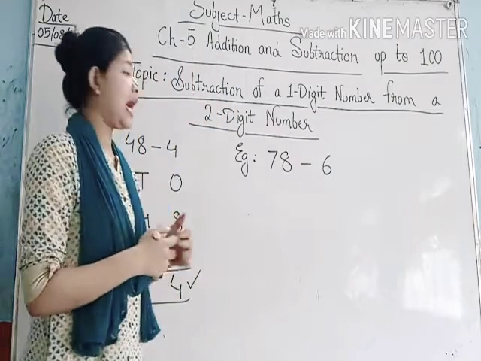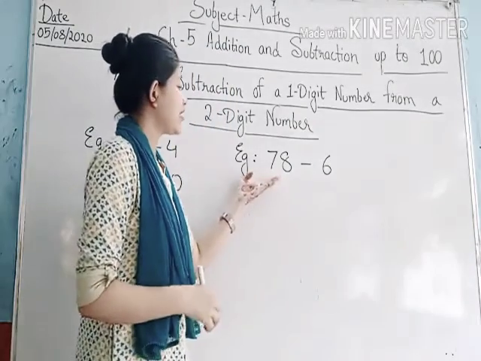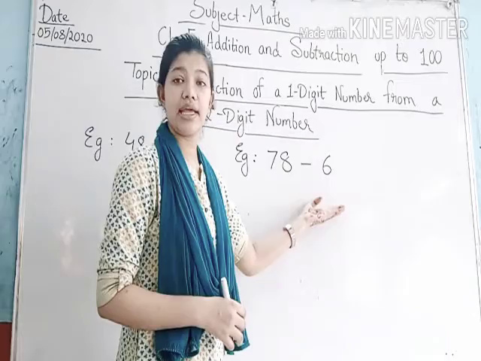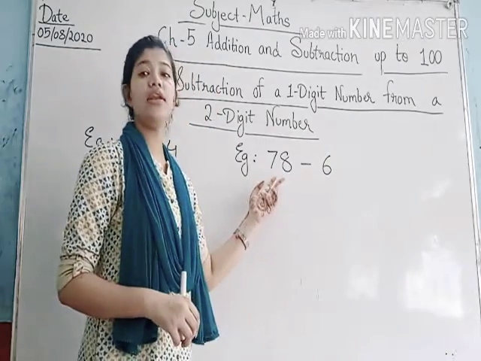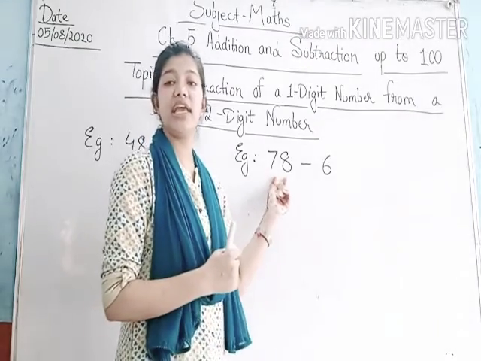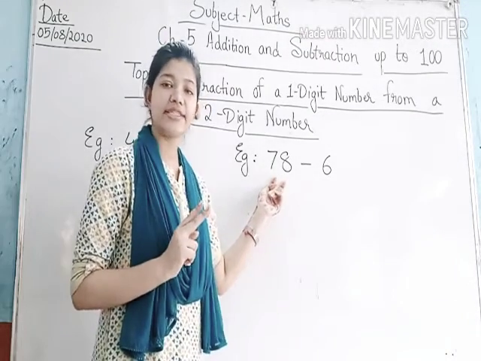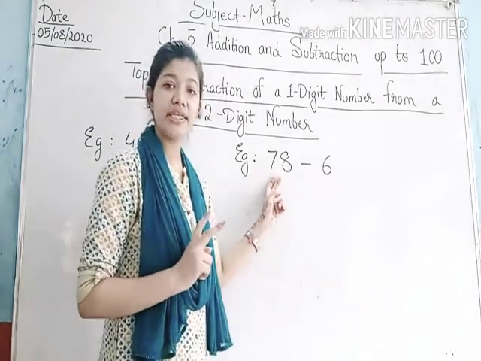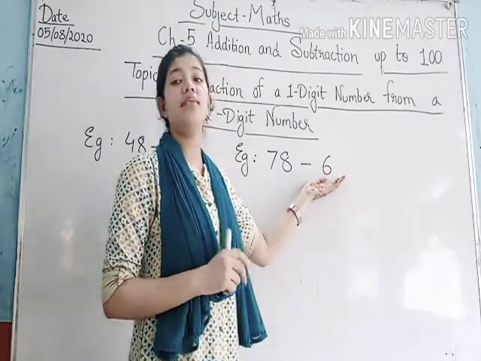Now see, our next example is 78 minus 6. Now students, again look here that the first number, that is 78, has 2 digits. Yes, it consists of 2 digits, and the second number, that is 6.